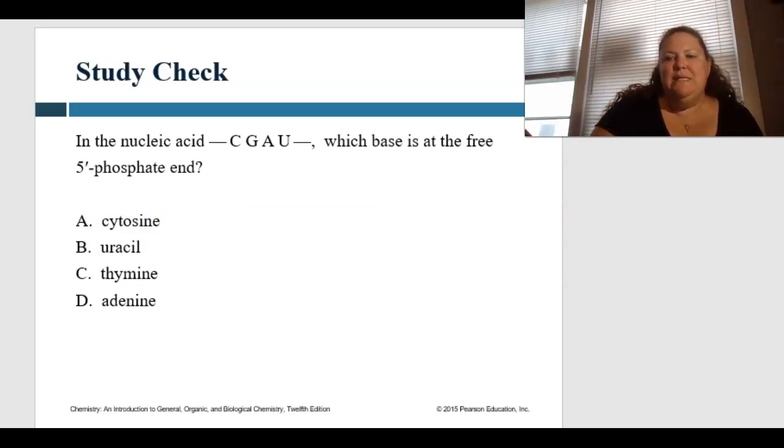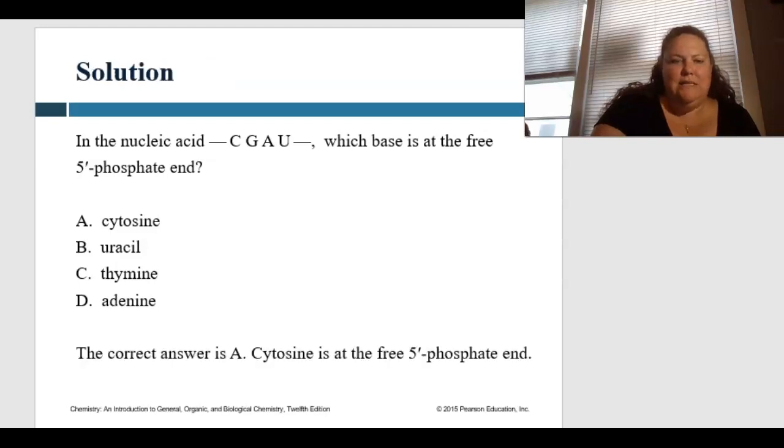All right, in the nucleic acid CGAU, which base is at the free 5' phosphate end? Pause me and come back. All right, the correct answer is going to be A, which is cytosine, because cytosine is going to be at the free 5' end.